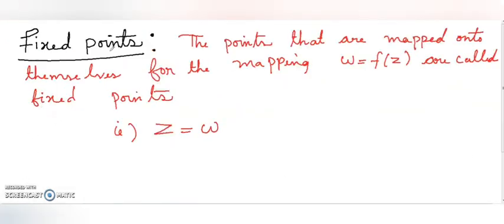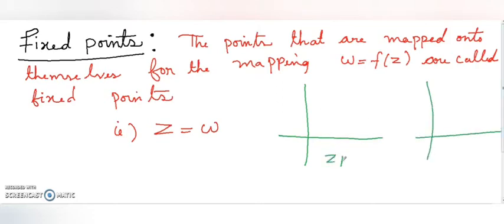What is a fixed point? The points that are mapped onto themselves for the mapping W equal to f of z are called fixed points. So we learned about the z plane and the W plane, right? Whenever you take two planes like this, z and W, if you take z here, then z will be mapped to z itself. That means z and W are the same. Z will be mapped to z itself. Therefore, we say the point is called a fixed point.